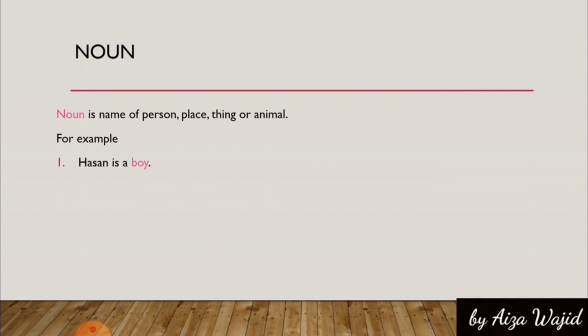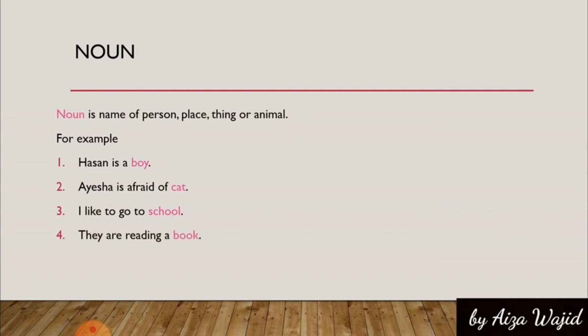For example, Hassan is a boy. Boy is a noun here. Aisha is afraid of a cat. Cat is a noun here. I like to go to school. School is a noun here. They are reading a book. Book is a noun here.